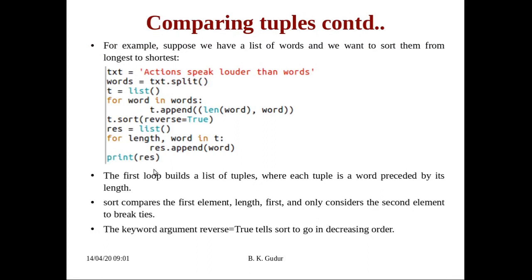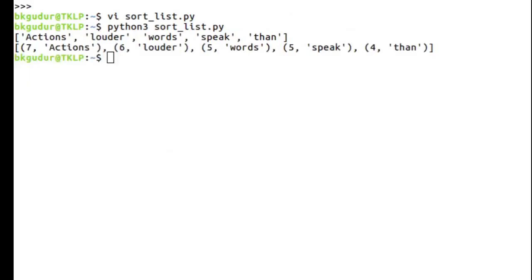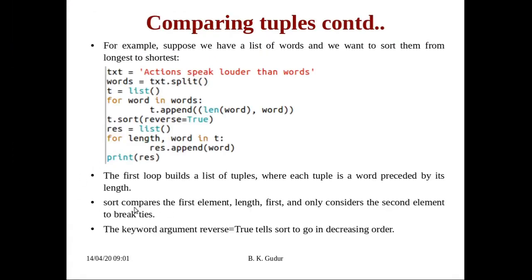If you see, the first loop builds a list of tuples. This first loop is going to build a list of tuples where each tuple is a word preceded by its length. That's what we had seen earlier. So if you see here, this is the result of the list: each tuple is a length and a word. Afterwards, look at this. Sort compares the first element, length, first, and only considers the second element if there is a tie.